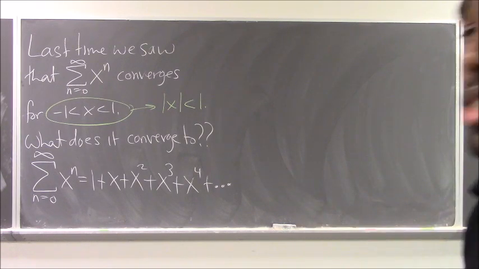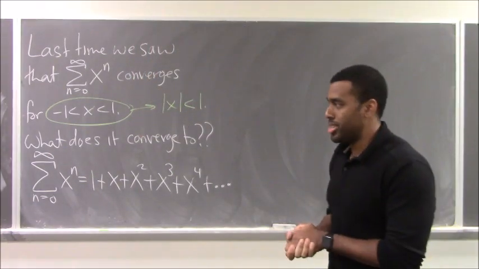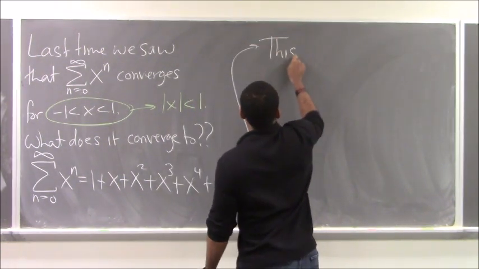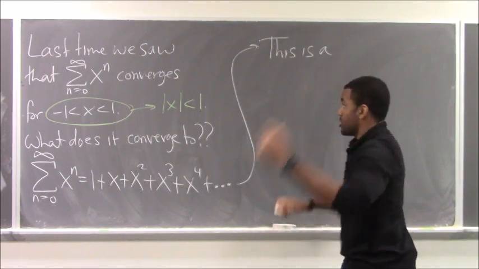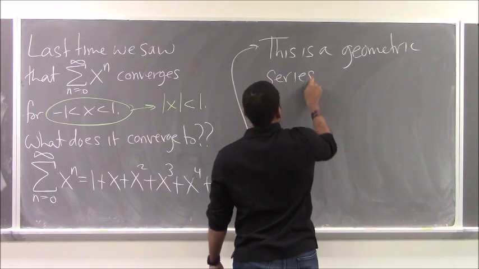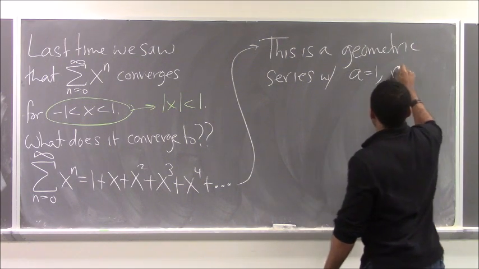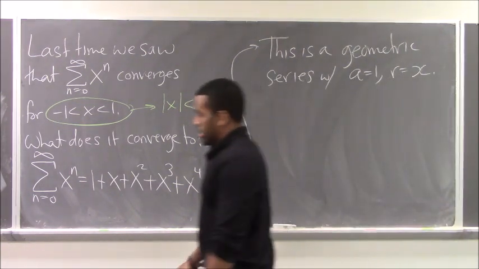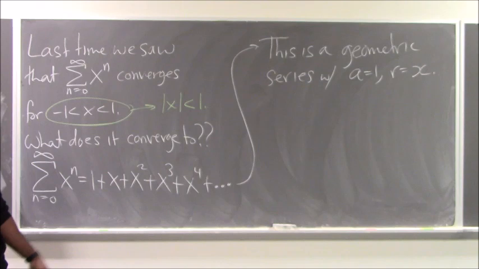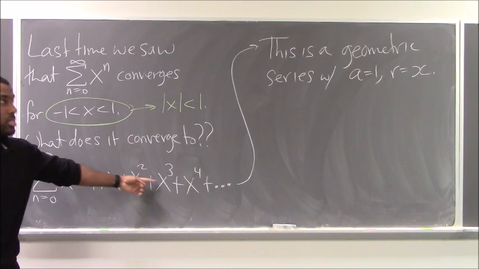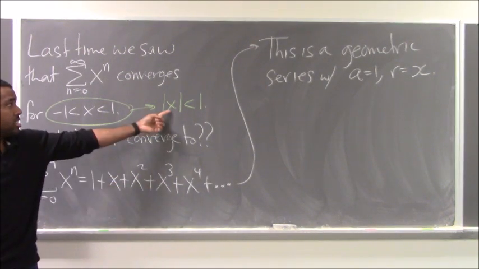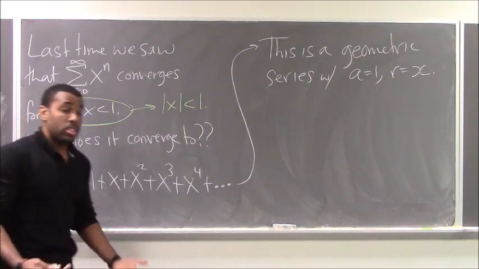3, 2, 1. Okay, so hopefully you thought about it and hopefully what you figured out is that's right, it's a geometric series, with a equals 1 and your r is equal to x. So your first term of this geometric series is 1, and you keep multiplying by the same thing, namely x. 1 times x is x times x is x squared times x is x cubed, etc. This follows the pattern of a geometric series, and since the r is x and it is less than 1 in absolute value, we know that this guy converges by the geometric series test, in fact.